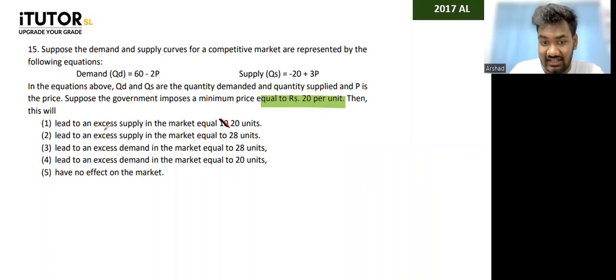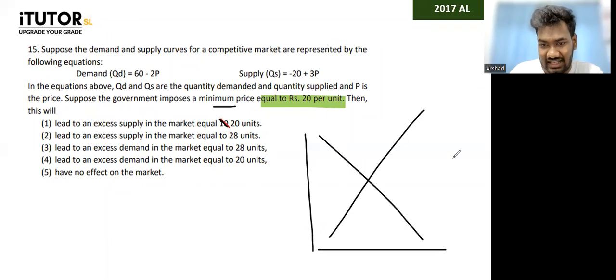Then there will be what? Excess supply, excess demand. Okay, can you tell me the first thing, guys? If there is a minimum price, a price floor, will there be an excess demand or excess supply? First tell me that. Even without doing any calculation, you should be able to figure that out. There is going to be an excess supply, right? When there is a minimum price. That is first common sense that has to click. So then you can cut off answer number 3, 4, and 5. Okay. So then can you tell me which one is our answer?